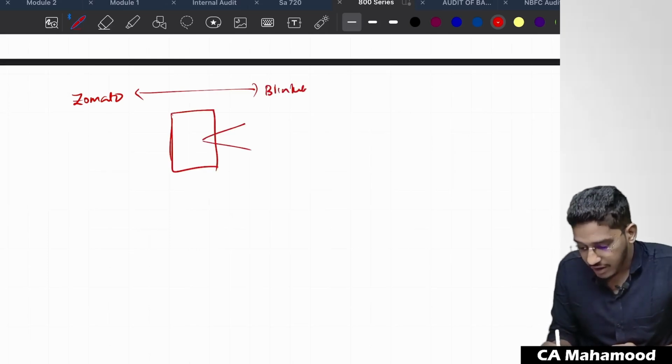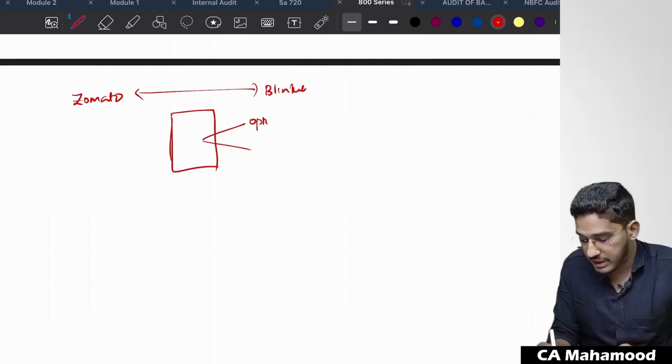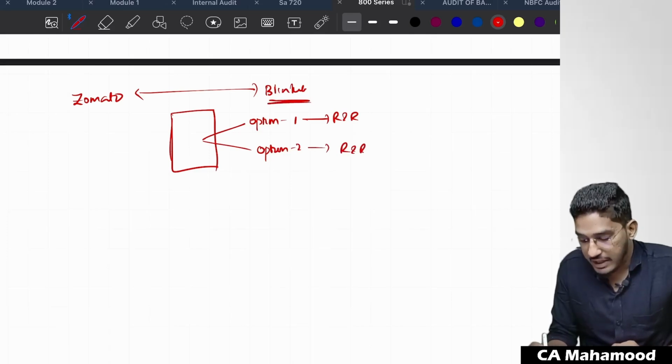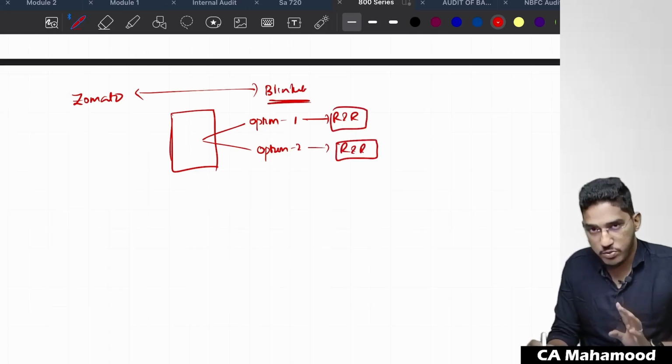Okay, so in that contract, Zomato has given 2 options to choose. They have given option 1 in the preparation of financial statements. Either they can follow option 1 rules and regulations, or they have given other option also, option 2 rules and regulations. Now Blinkit can follow either the rules and regulations as per option 1, or as per option 2.